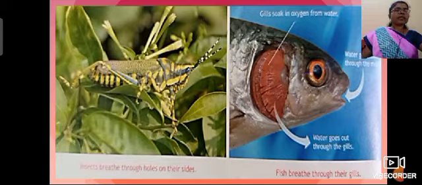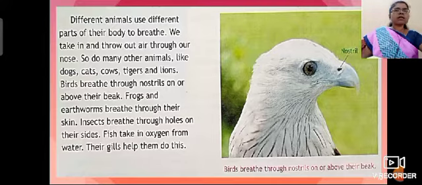And next we'll see birds. Birds have nostrils, and different animals use different parts of their body to breathe. We take in and throw out air through our nose. So do many other animals like dogs, cats, cows, tigers, and lions.